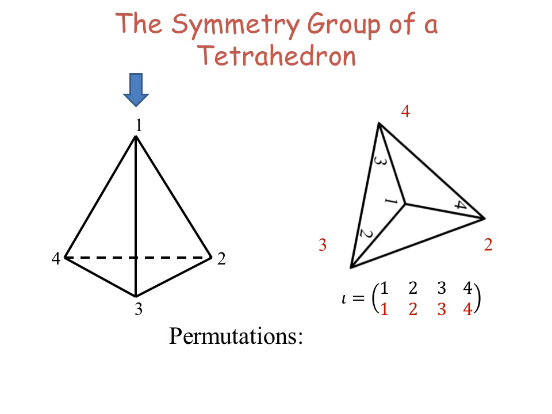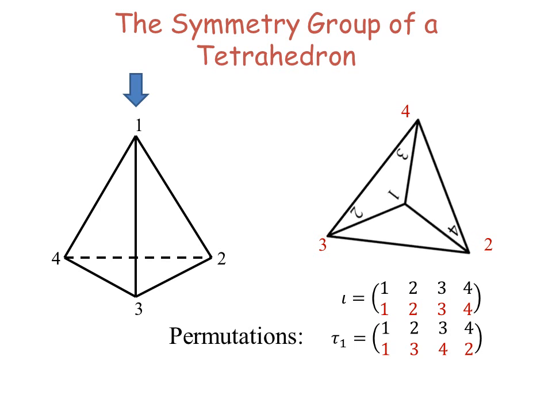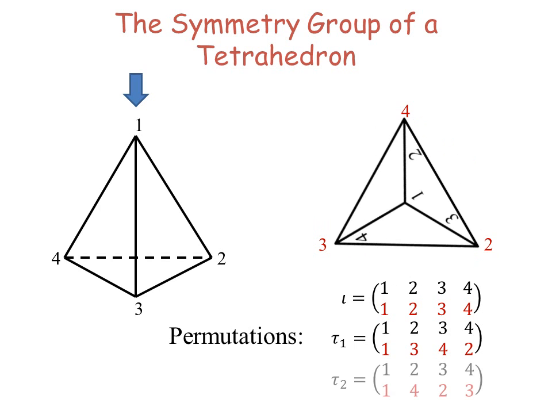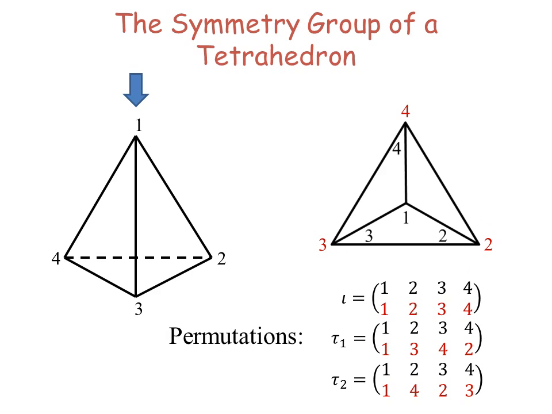Now, with vertex 1 fixed, we rotate the tetrahedron 120 degrees clockwise, thus mapping the black 2 to the red 3, the black 3 to the red 4, and the black 4 to the red 2. We call this permutation tau sub 1. If we rotate through another 120 degrees, then we get this permutation, which we call tau sub 2. Of course, another 120 degrees takes us back to the identity iota.